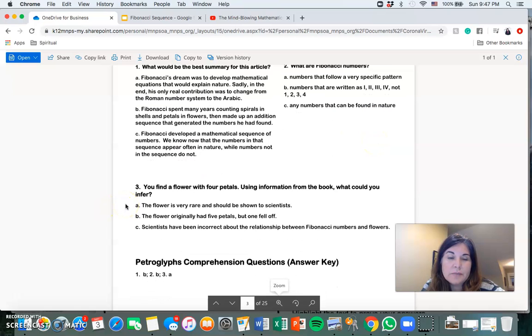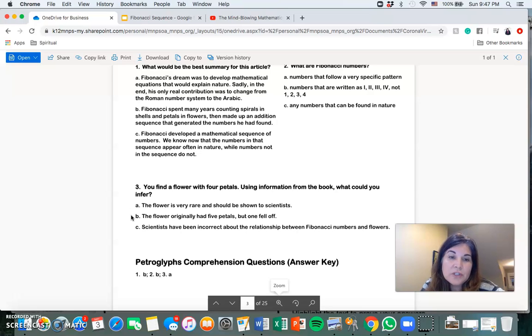And number 3, you find a flower with 4 petals. Using information from the book, what could you infer? And infer means it doesn't tell you the answer straight out in the text, but based on what you know and based on what the text tells you, you can draw a conclusion and you can infer what it is saying. So can you infer that A, the flower is very rare and should be shown to scientists?